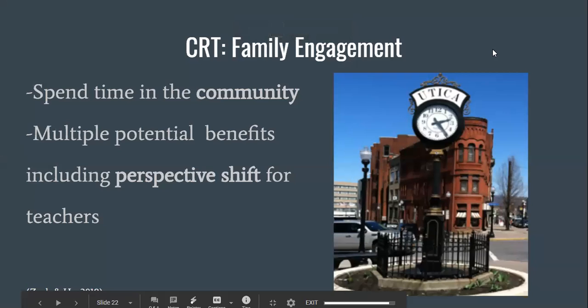Okay, another important CRT strategy is to get engaged with students' families. Spend time in the community. There are lots of benefits for teachers. You might think that you're just trying to do this to help your students, but in the end, you will probably have a new attitude or perspective shift on your students and their families.